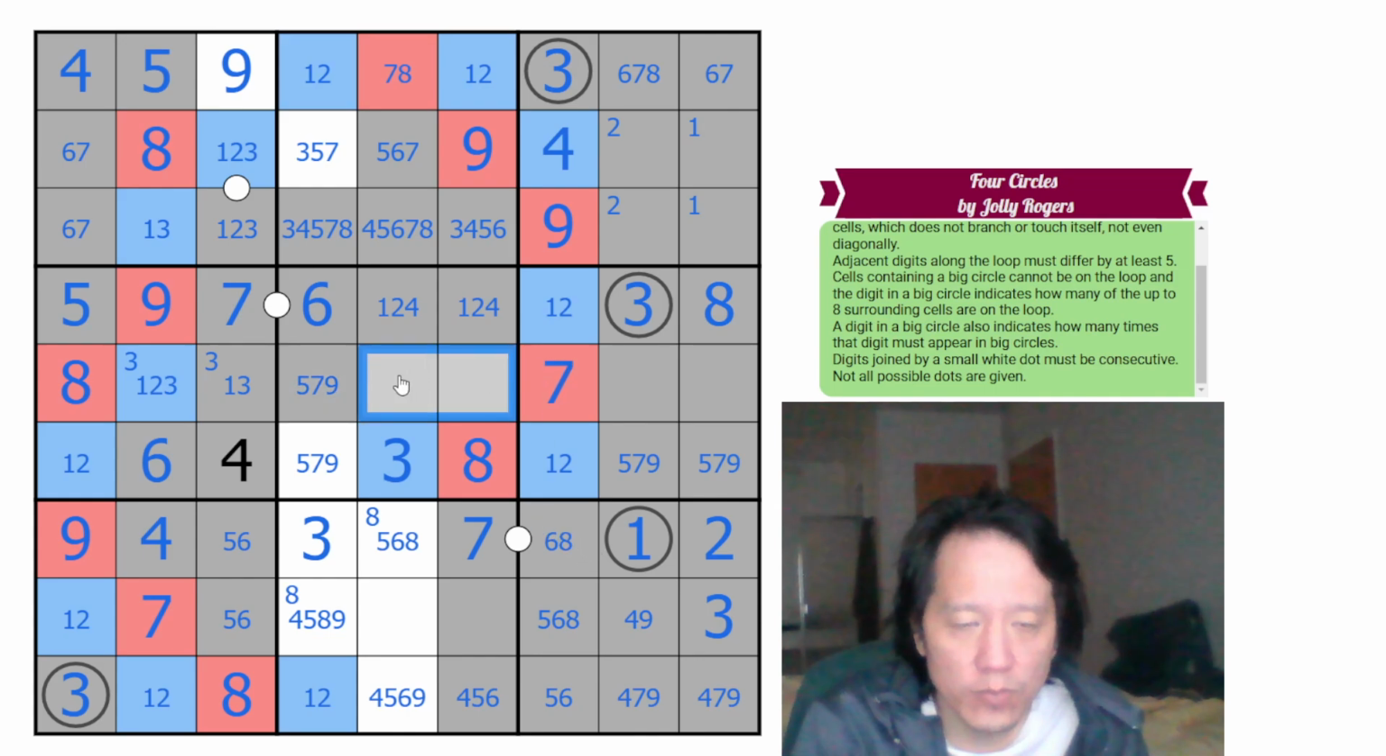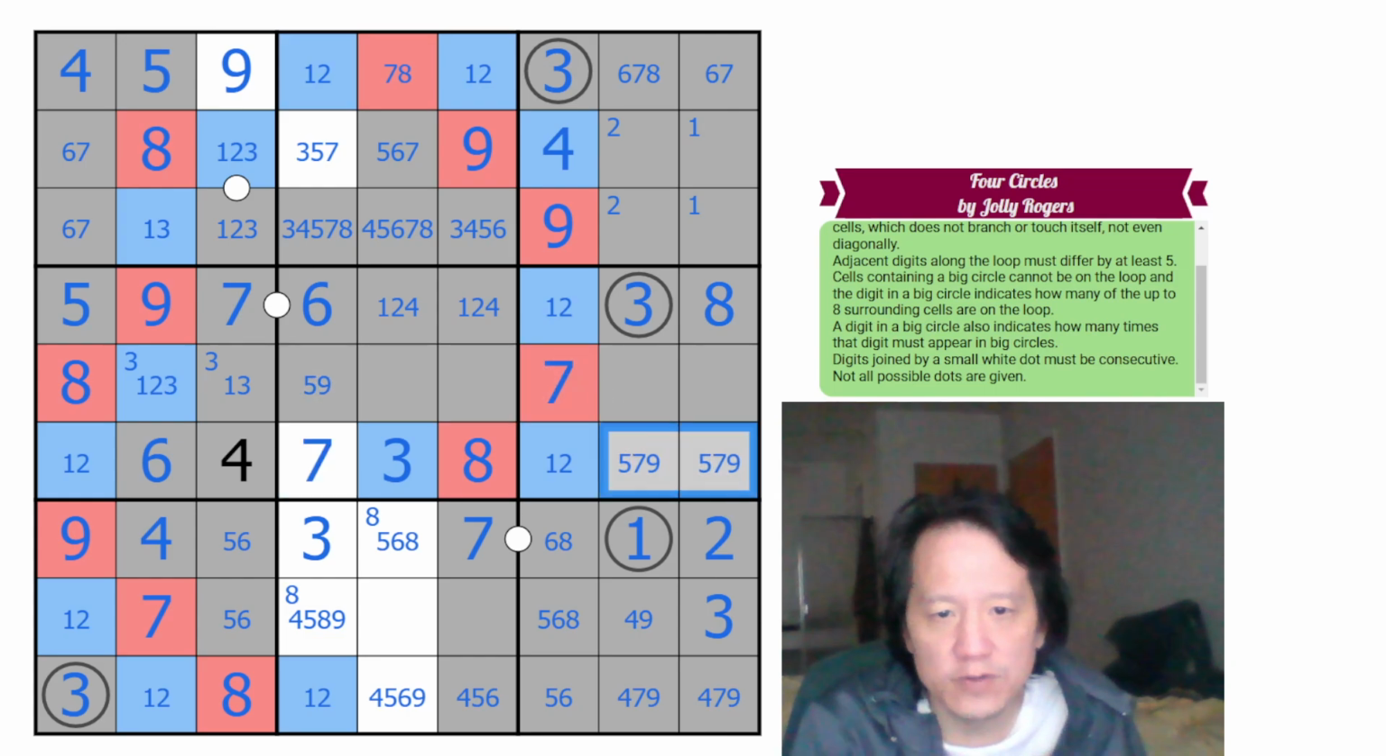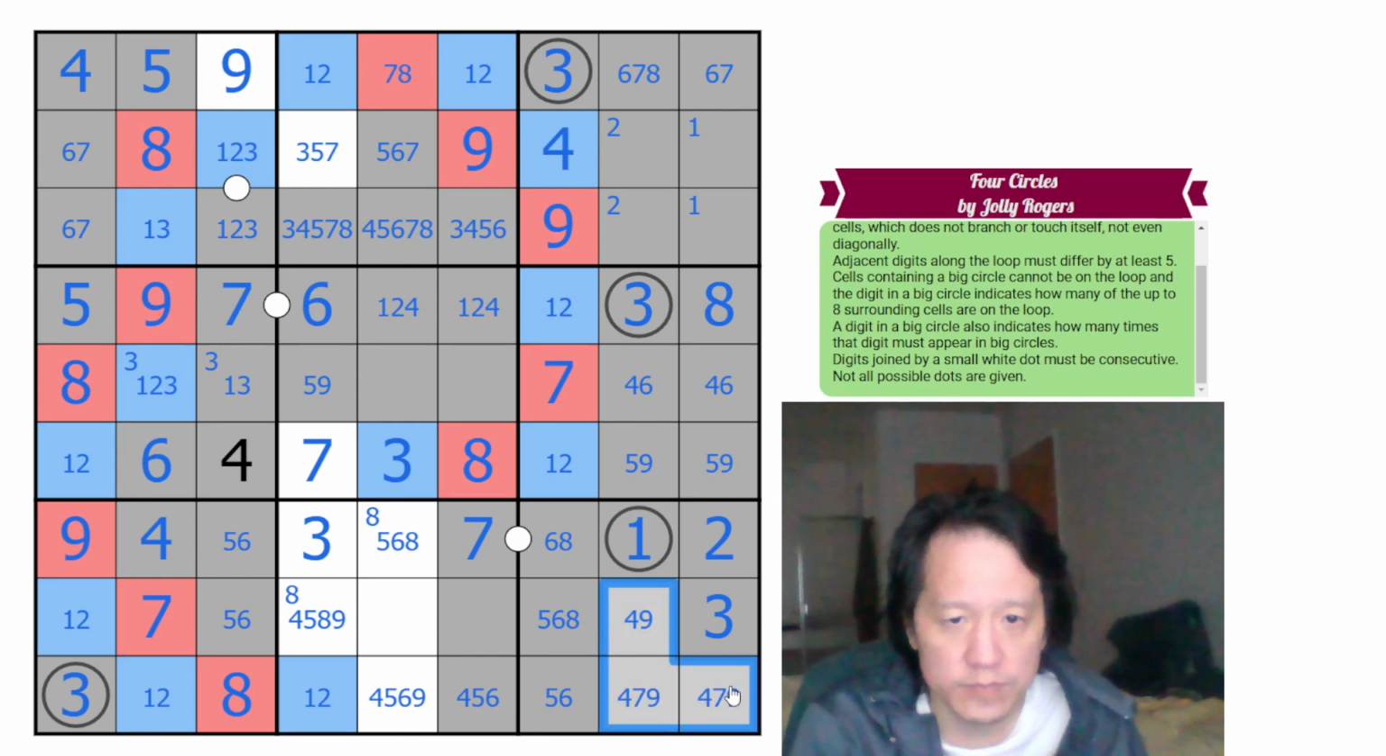This can't be 7. None of these can be 7. Therefore, this must be the 7. This can't be 7. This is 5, 9. So therefore, this forms a 4, 6 pair. 9's here. 9's here.